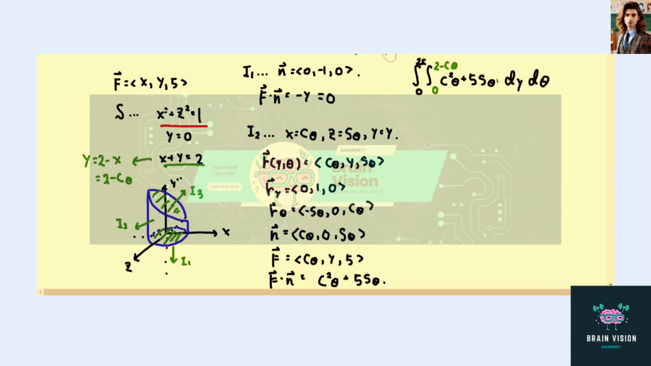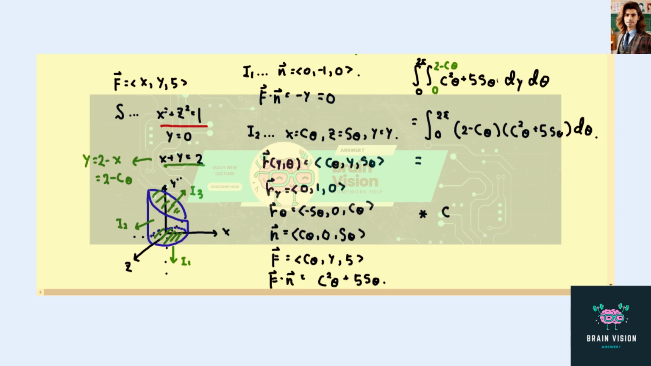So what you're really trying to evaluate is the integration from 0 to 2 pi of 2 minus cosine theta times cosine squared theta plus 5 sine theta. It's not an extremely difficult integration if you're used to this, but it is still quite complicated. I am not going to go through the details of the calculation, but let me just leave some side notes.